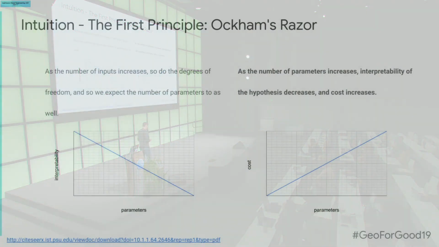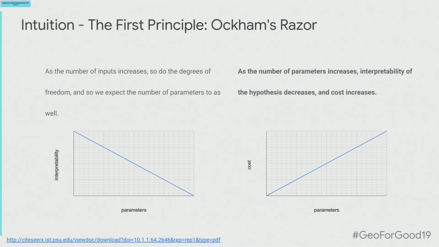Solving a problem with a machine learning model should be done with the principle that simpler is better. More interpretable is better. And not just because it's easier, right, because it becomes more expensive. And this means that maybe neural nets aren't the first place you jump.